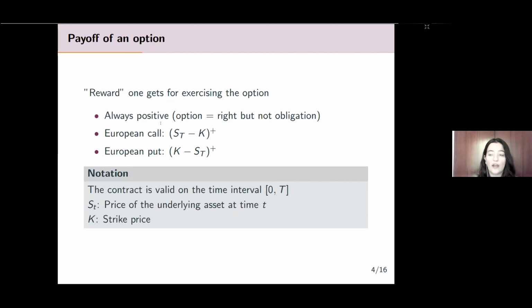So if I was completely wrong and in a year cotton is at 12 euros per kilo, I would not exercise my option, because why would I ever buy something at 15 that I could go in the market and buy at 12? And that's the reason why my payoff is always going to be positive.